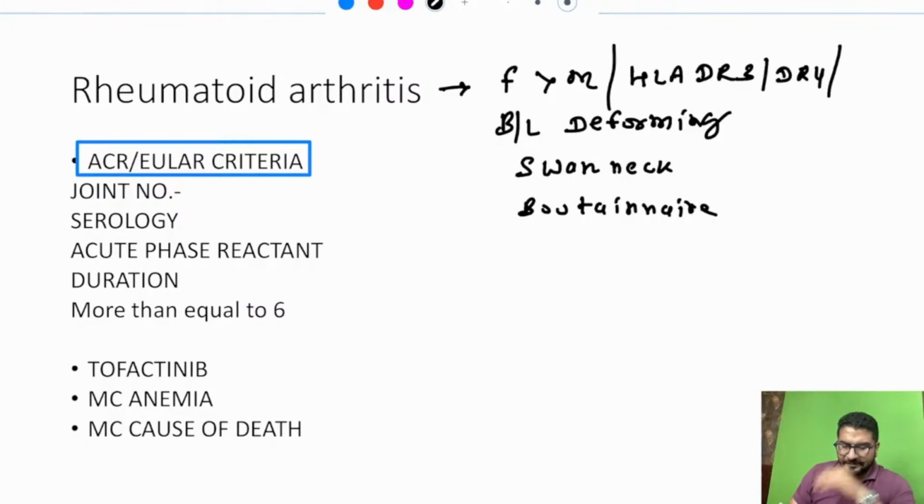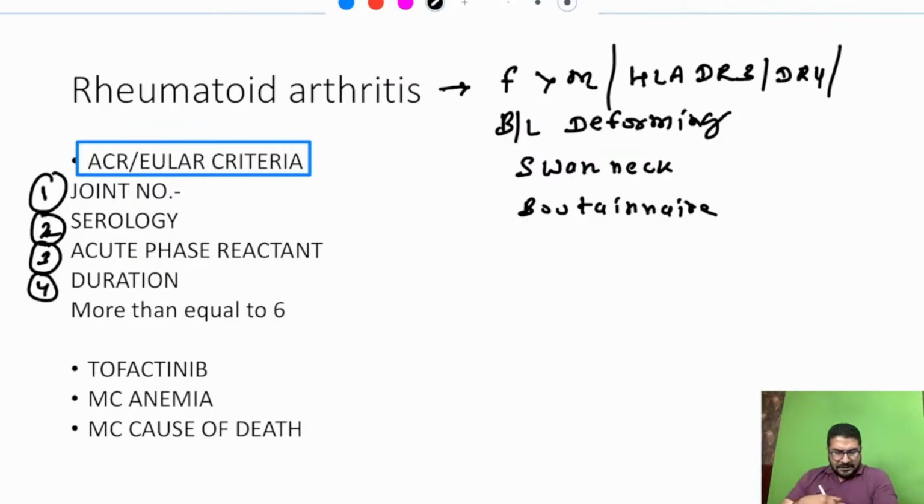So ACR-EULAR criteria में क्या होगा? Joint number, serology, acute phase reactant and duration. So these are 4 features. जितने ज़्यादा छोटे joint involve होंगे उतने RA के चांस होते हैं. Now what else they ask you?